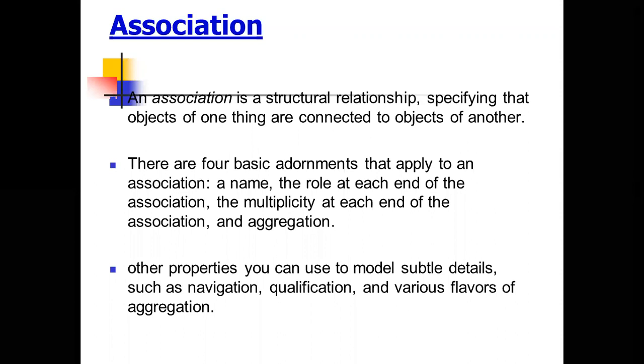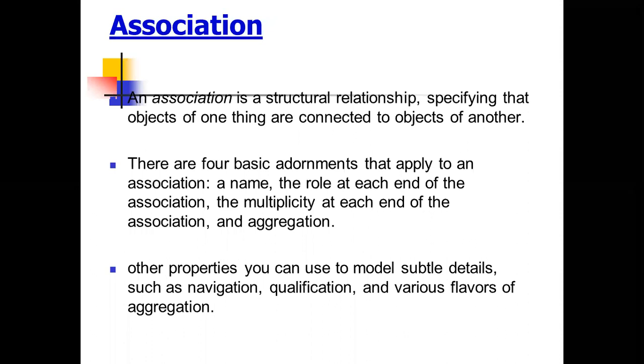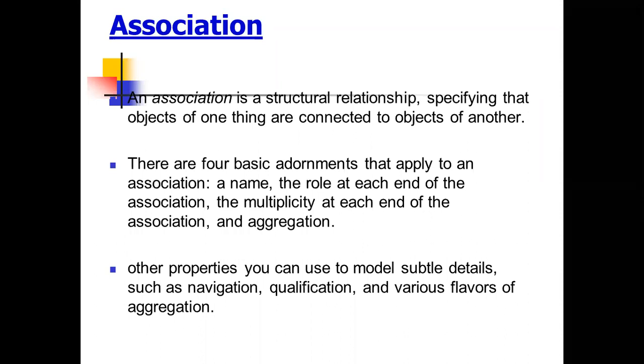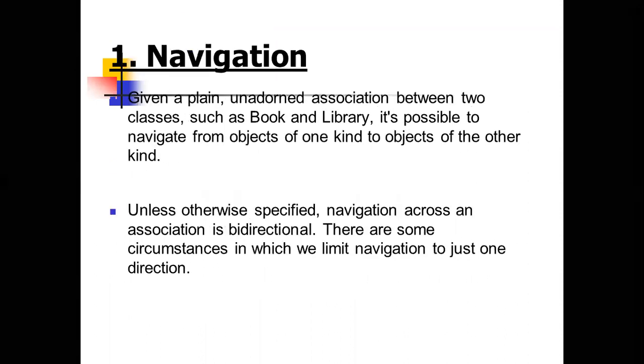So with different conditions, the direction implied by their name is called forward direction or opposite direction, or it's also called an inverse direction. There are four basic adornments that apply to an association: a name, the role at each end of the association, then the multiplicity, and aggregation. So first one is navigation.